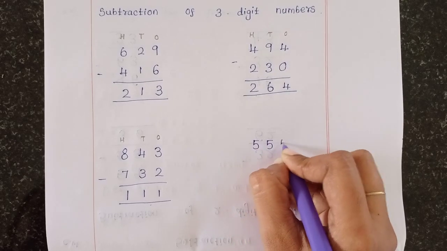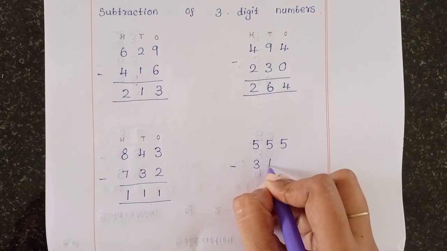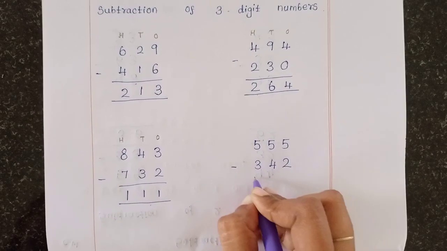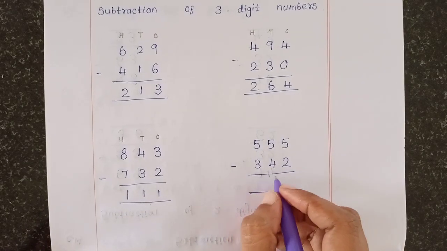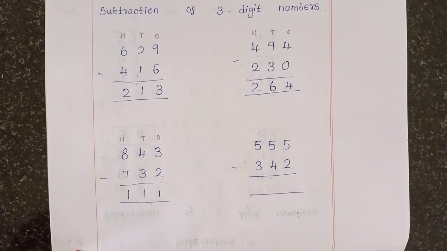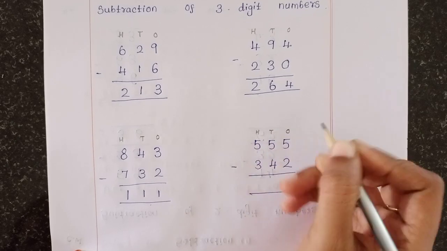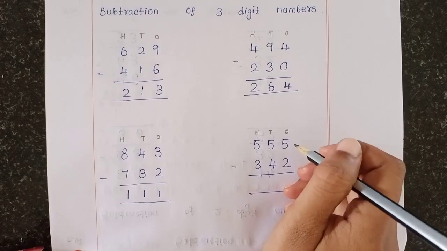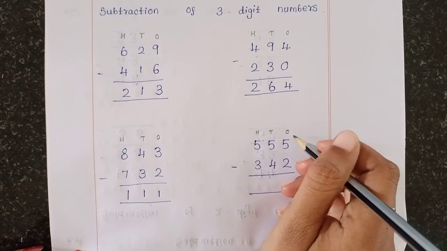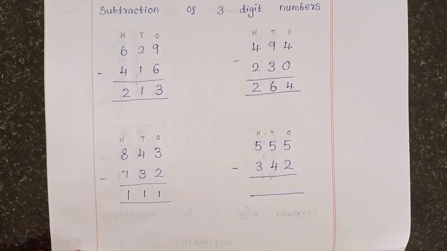Then 555 minus 342. Always mark the place first. Ones, tens and hundreds. Always mark the place first. Subtract the ones column. First, all of you subtract the ones column.